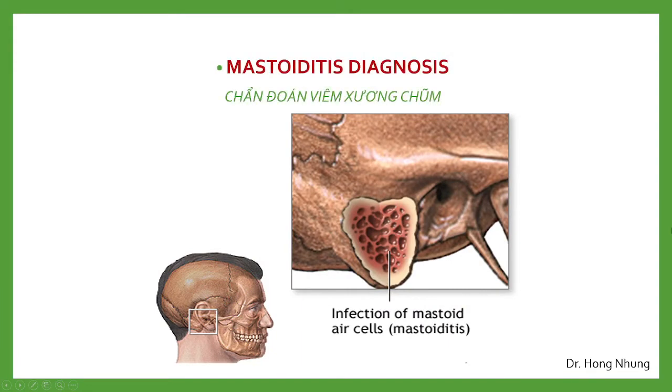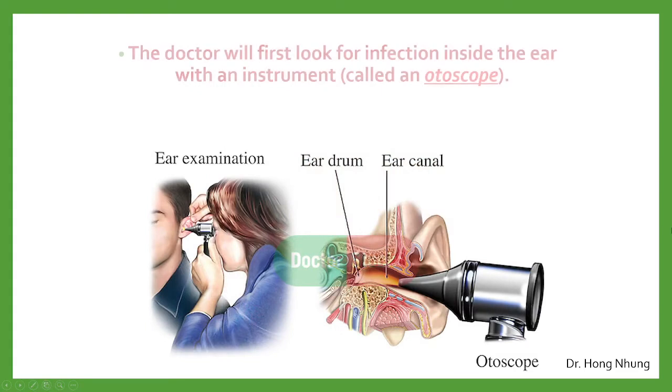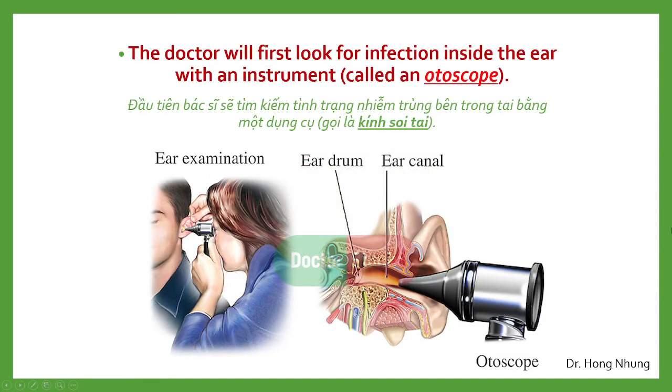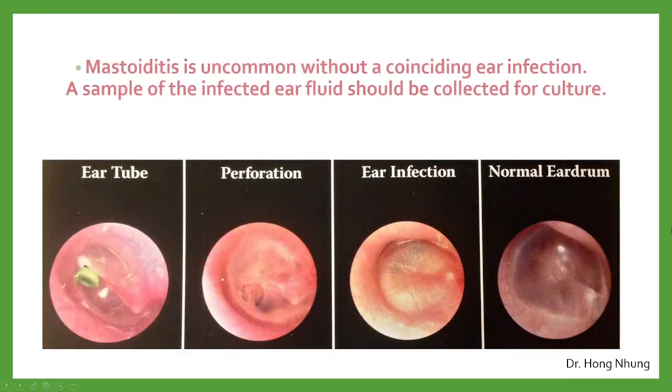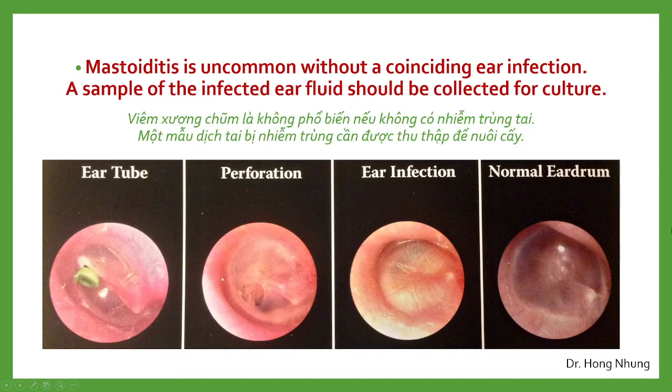Mastoiditis diagnosis. The doctor will first look for infection inside the ear with an instrument called an otoscope. Mastoiditis is uncommon without a coinciding ear infection. A sample of the infected ear fluids should be collected for culture.